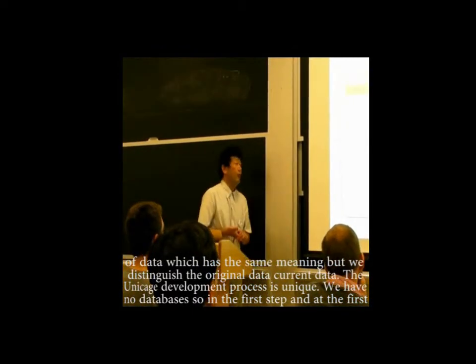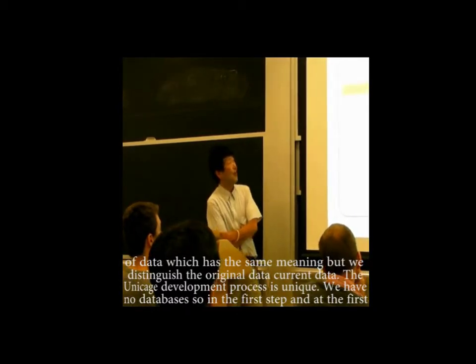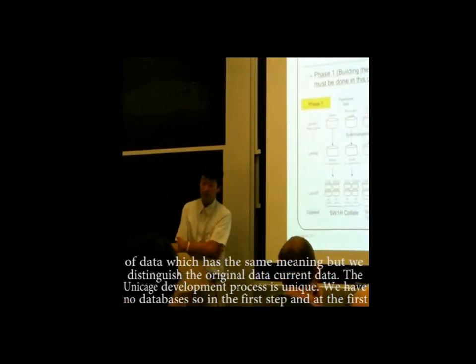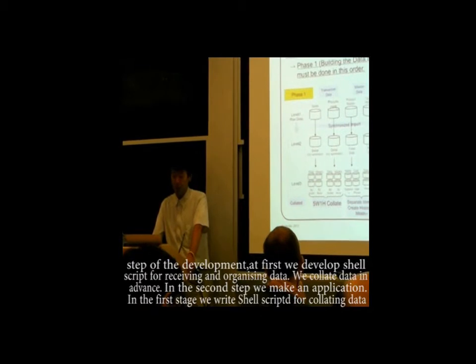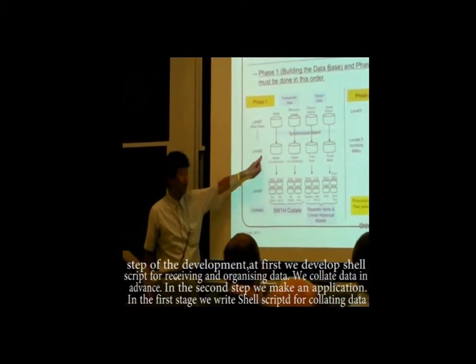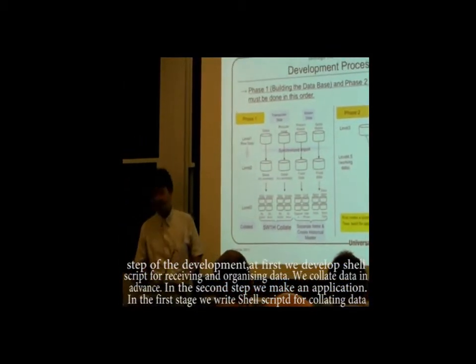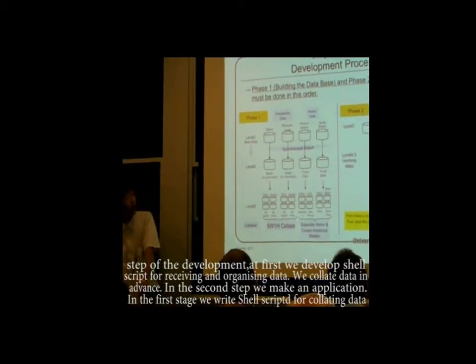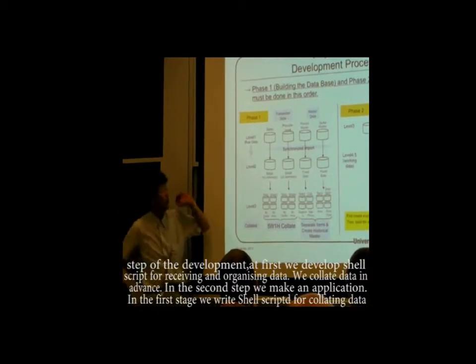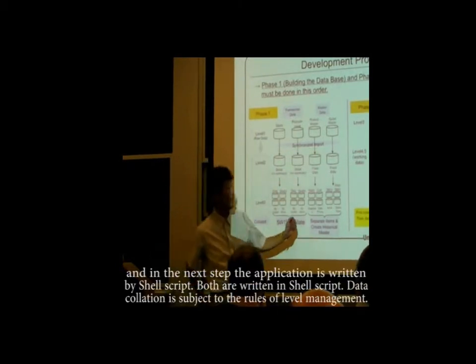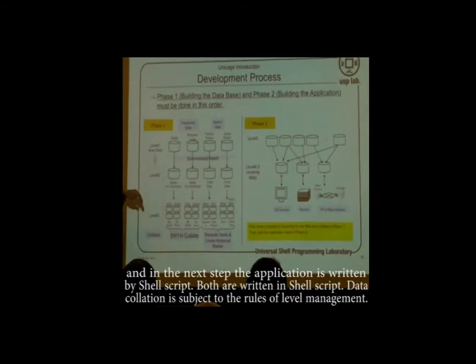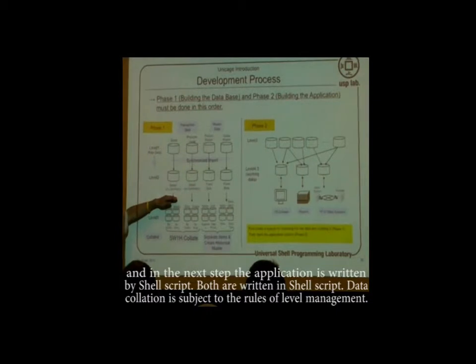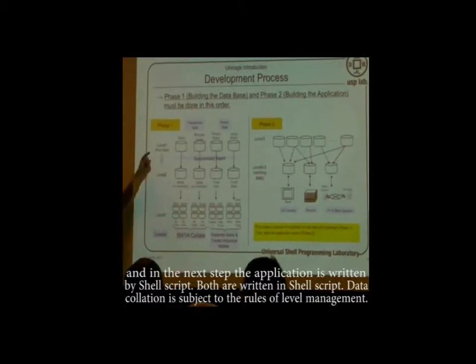In Unicage, the development process is unique, and we have no databases. At the first step of development, we develop shell scripts for receiving and organizing data. We create data in advance. And second step, we make an application. Of course, in the first stage, we write shell scripts for creating data, and in the next step, the application is also written with shell scripts. Both are written in shell scripts. And data creation is subject to the rules of level management.